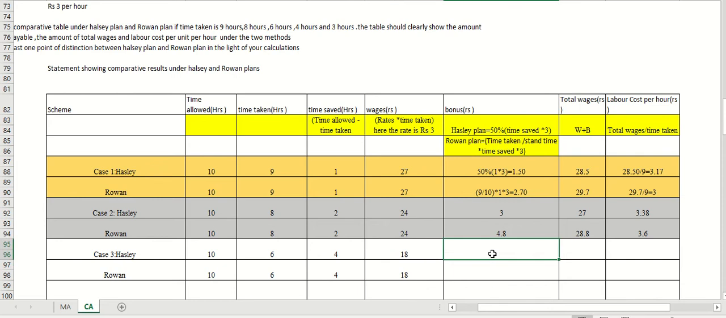So your bonus under the Halsey plan, you get the amount to be 6 rupees, and under the Rowan plan you get it to be 7.20. So your total wages is 18 plus 6, which is 24, and 18 plus 7.2, which is 25.20. So your labor cost per hour is 24 divided by 6, so it is 4, and 25.2 divided by 6, which you will get 4.30.